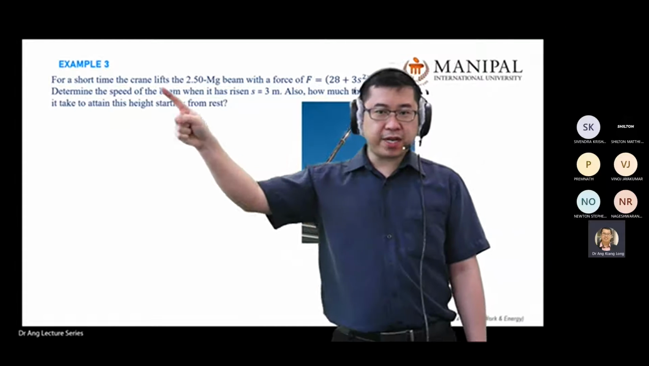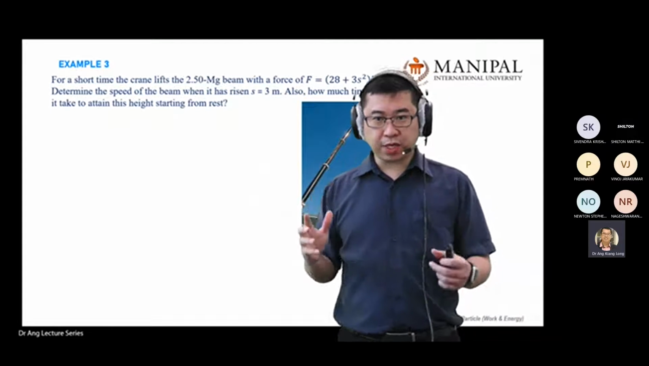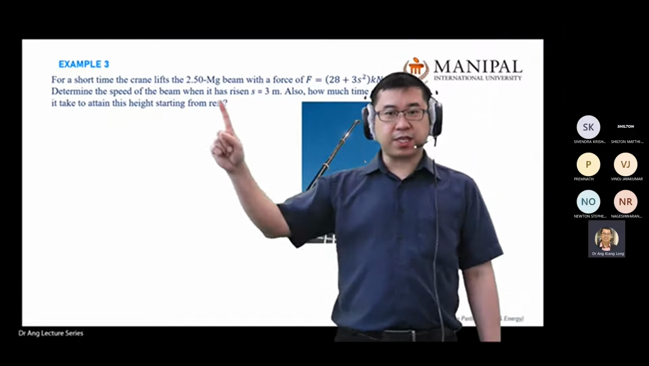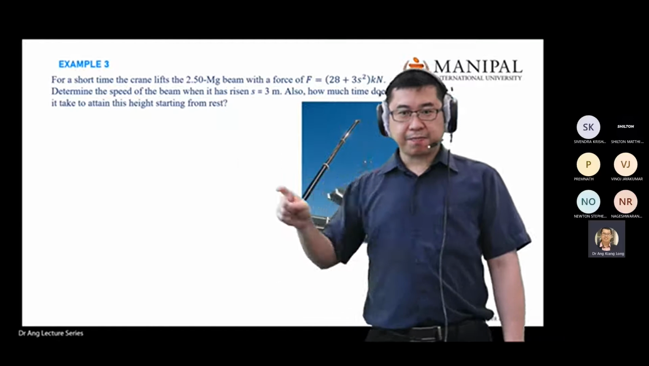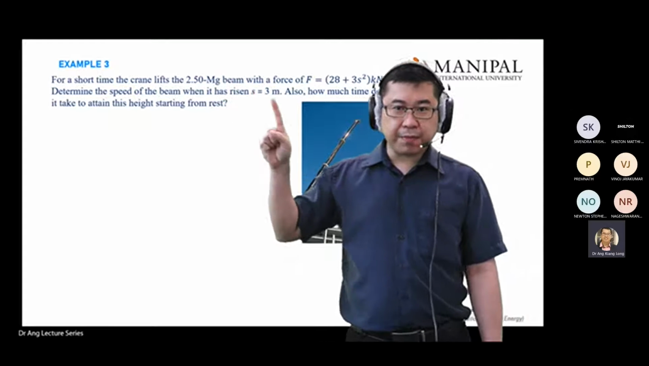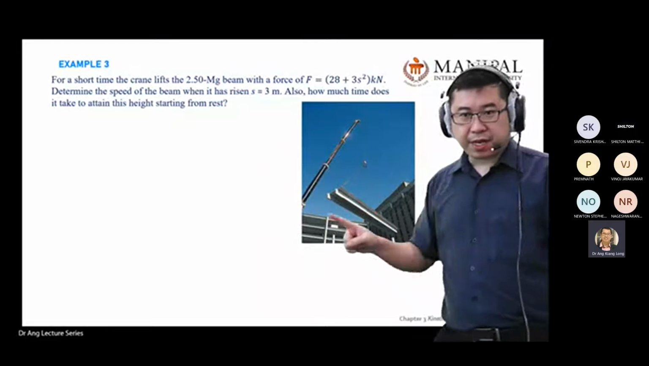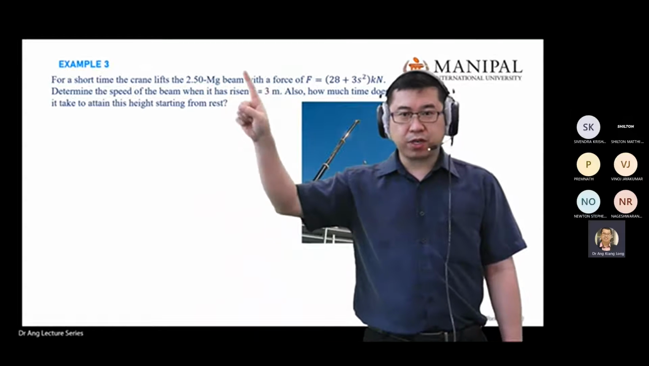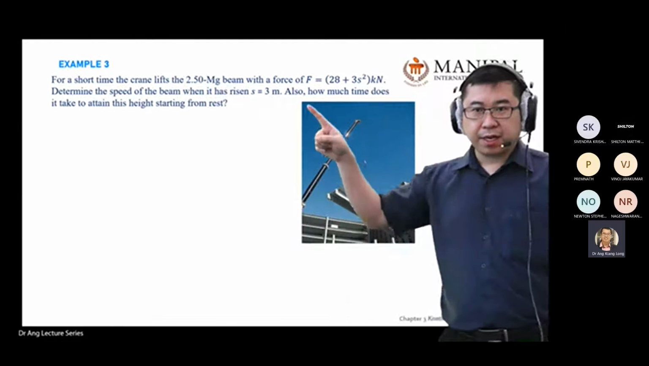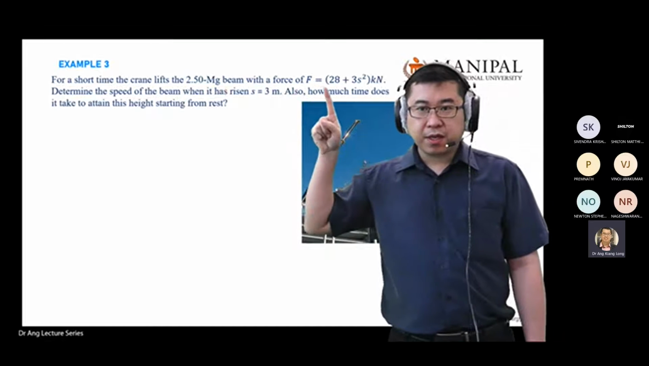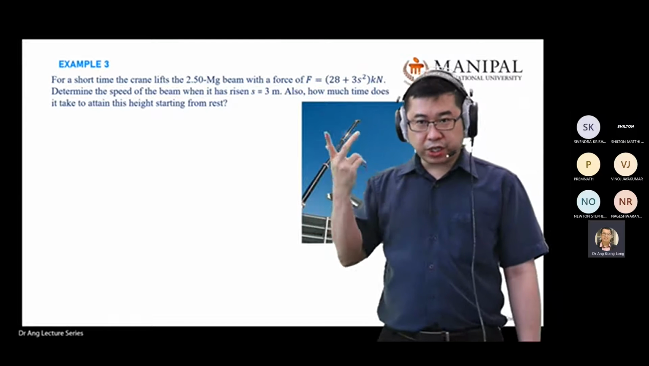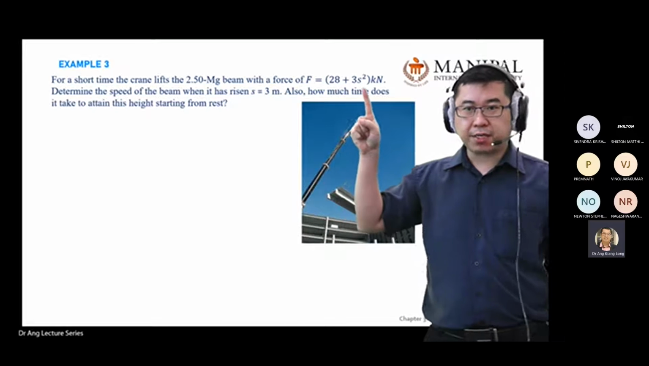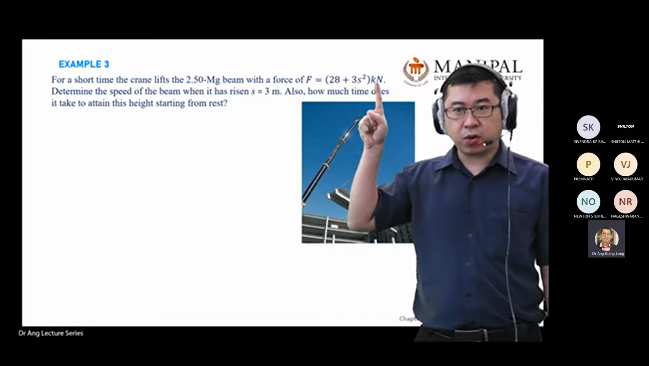If you see this in a test or final exam and you're not sure, you can ask during the test to confirm what you see. So this is megagram, meaning this beam has a mass of 2.5 megagram, and you need to change it to kilogram. The force is given by an equation, changing quadratically: F equals 28 plus 3x squared kilo Newton.